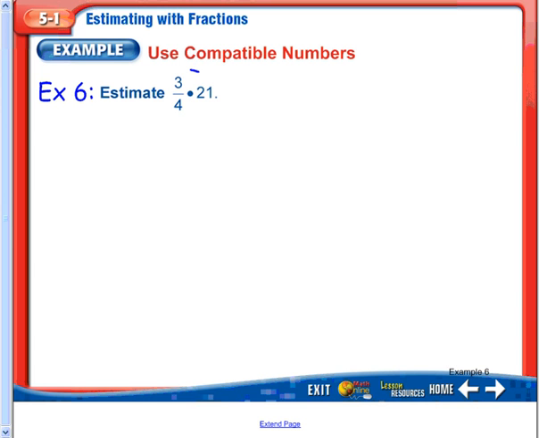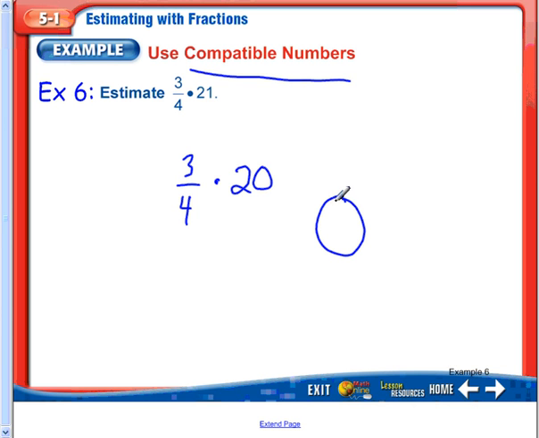Okay. This problem, we'd like to use compatible numbers. So in this case, we want to find 3/4 of 21. Well, when I'm finding compatible numbers, I really want to focus on my denominator. I want to find a multiple of this denominator, okay? And a multiple of 4 that's close to 21 is 20. So I want to find 3/4 of 20.